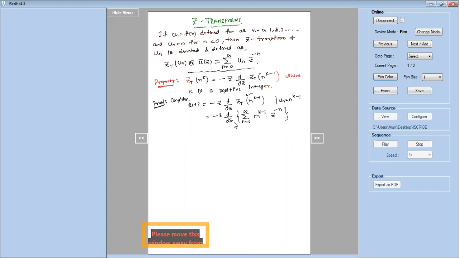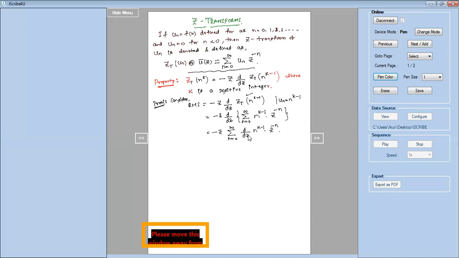Now let us interchange these two. We'll take this d by dz inside the summation sign. I'll rewrite this as minus z, summation n is equal to 0 to infinity, d by dz of n power k minus 1 into z power minus n. So let us take this inside. These two can be interchanged here.